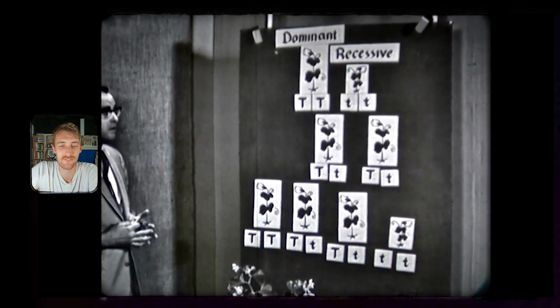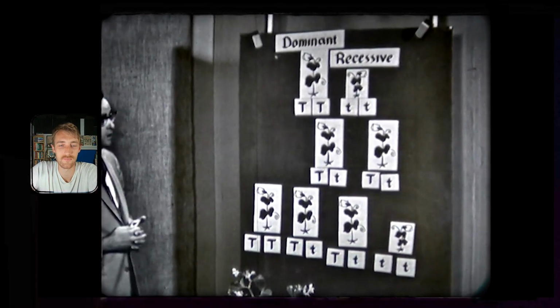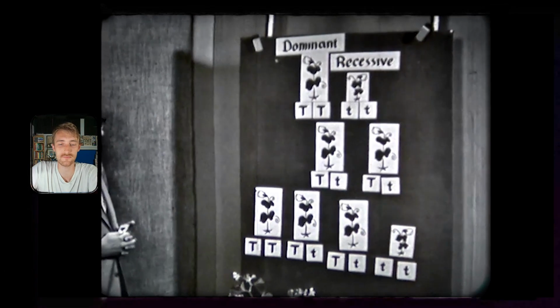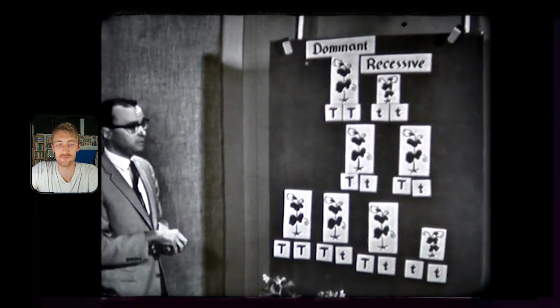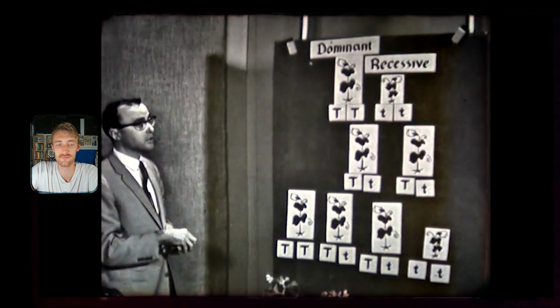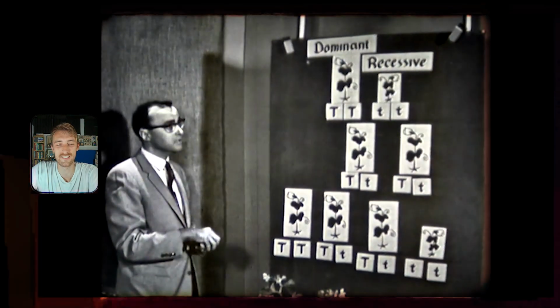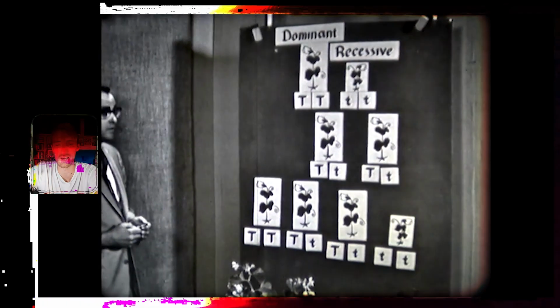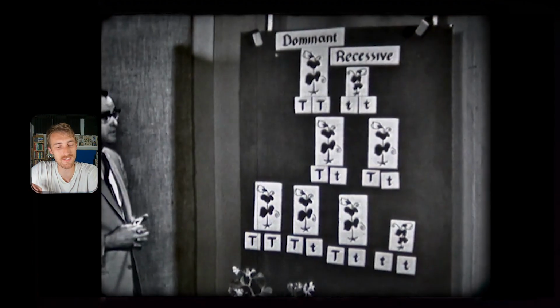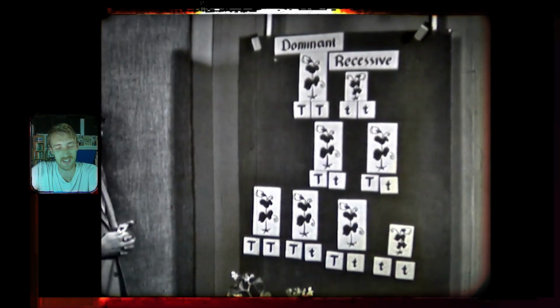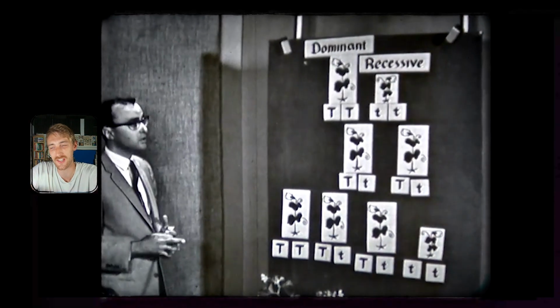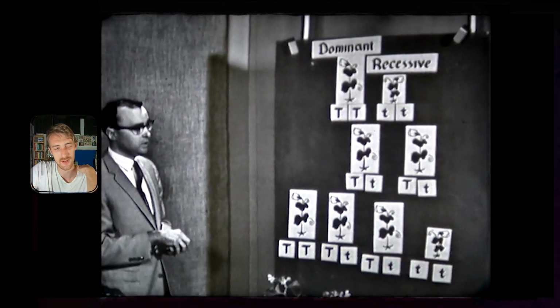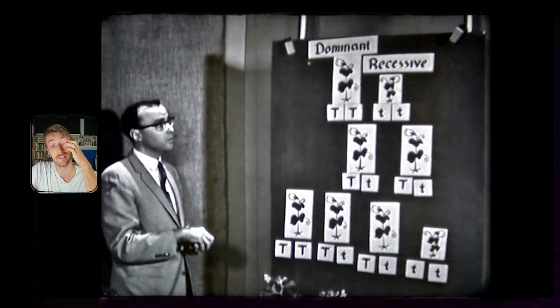Let's see what has happened here. We found that we had a characteristic of dominance and recessiveness, and that the dominance masked or covered up the short characteristic, which was recessive.